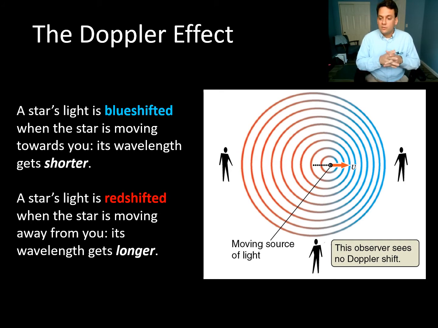call that redshifted. And so the upshot is that when a star is moving towards us, the light will be a little bit bluer than it would be if it were at rest. And if a star is moving away from us, the light that we observe will be a little bit redder than it would have been if it were at rest. And as you might have gathered by now, we can actually use those observations to figure out how the star is moving.